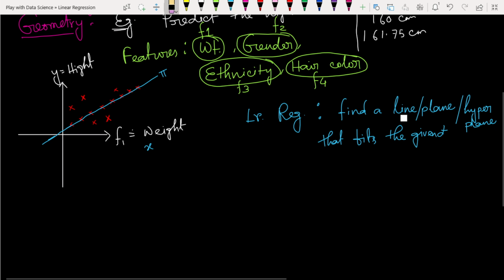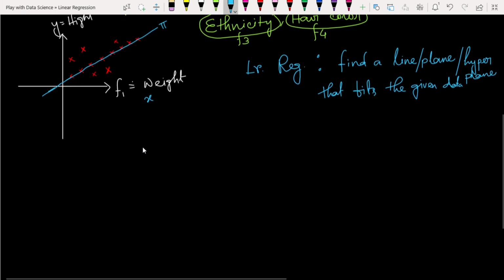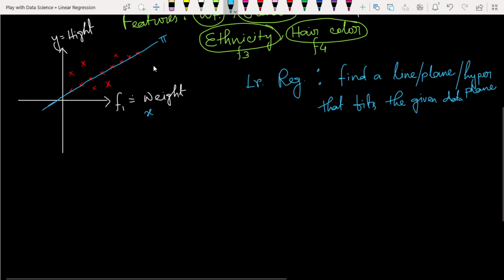Just that fits our given data. Okay. So simply here, at the end of the day, we have to find the equation of the line. In this example, in this 2D system, we have to find the equation of this line.